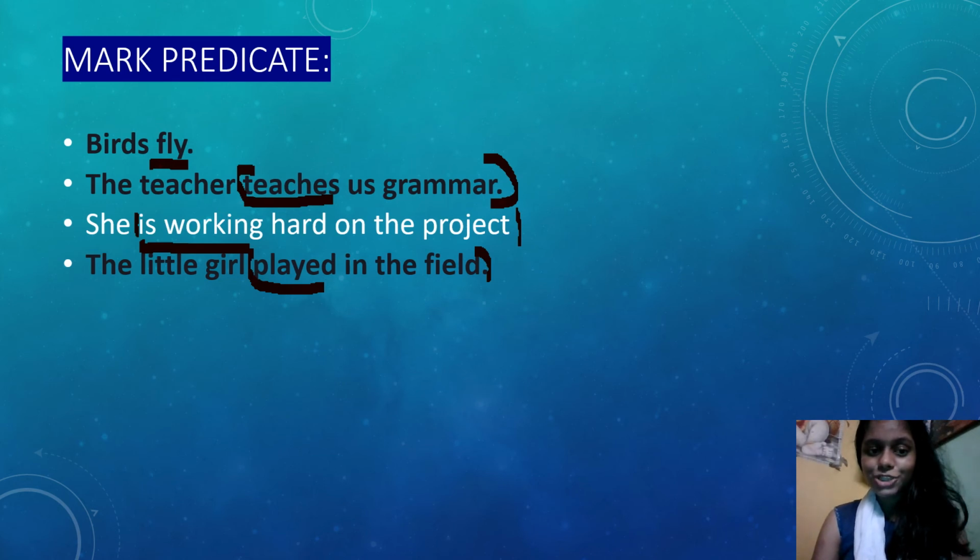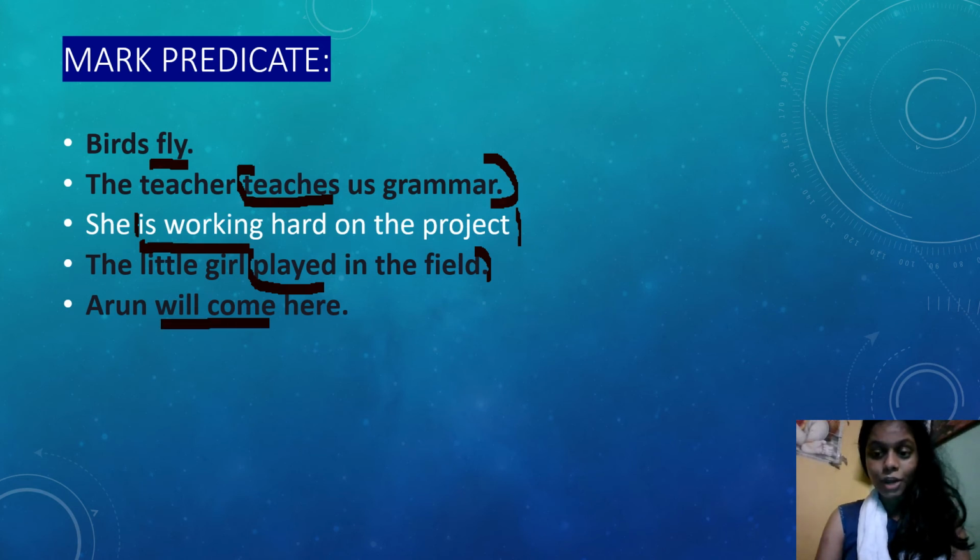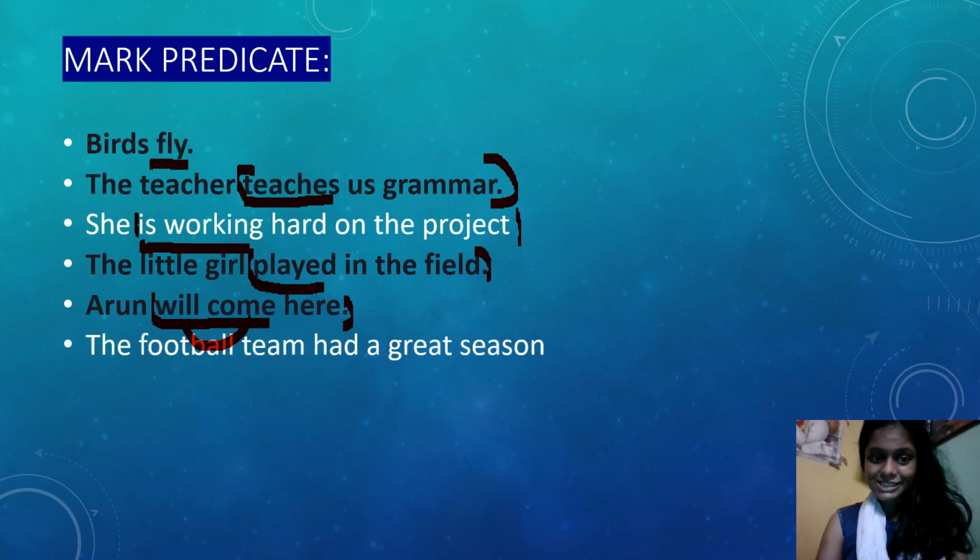Now "Arun will come here." So where is the helping or action word? Will come. Not like you will say only "come." This action word goes with the helping verb, because "will" is helping the main verb. So "will come here" will be your predicate. Understood? Now next example is, "The football team had a great season."